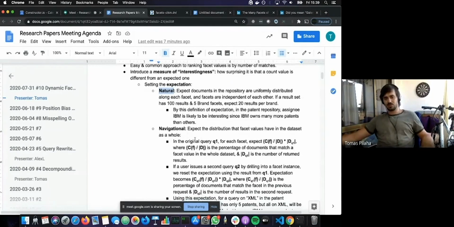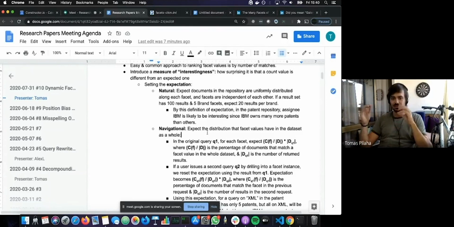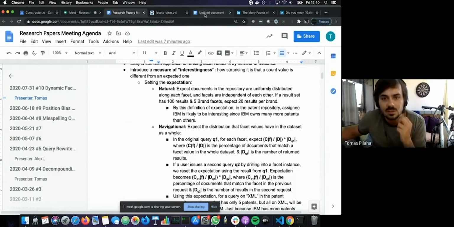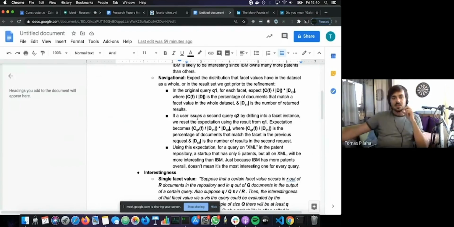The second, and the one that they've spent more effort developing and that was evaluated as the better way of setting the expectation, is the navigational one. The navigational way of setting the expectation starts by setting the expectation to the distribution of facet values that they have in the data set as a whole. So we expect facet value counts to have the same distribution on our query that they have in the data set as a whole. So, for example, actually, let me go here because I've annotated things better here.